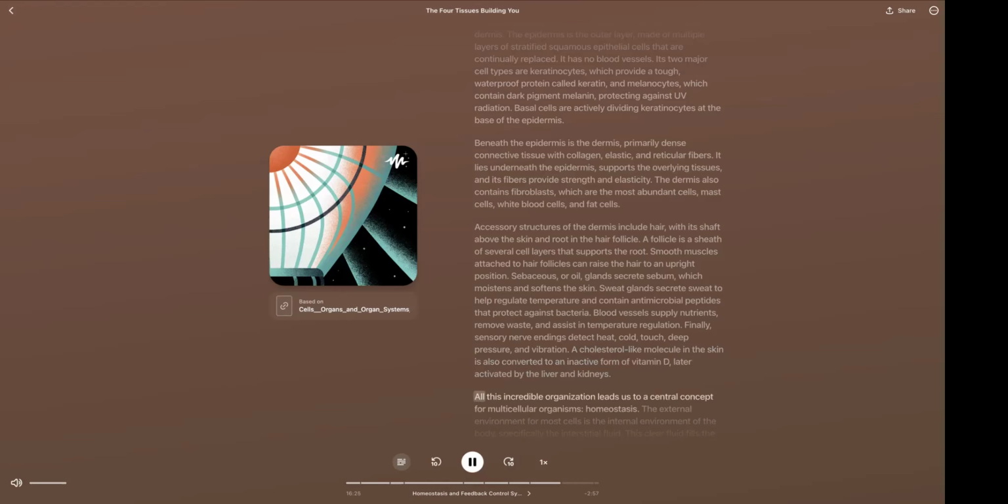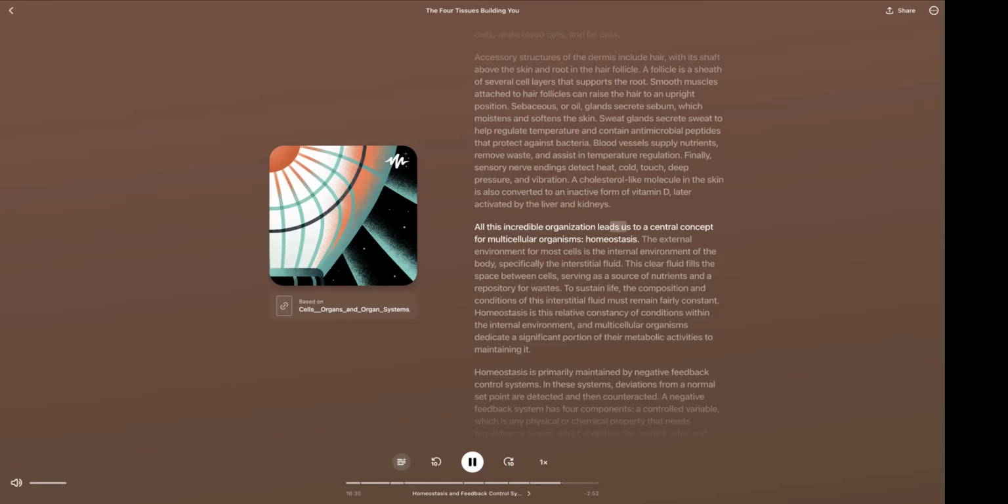liver and kidneys. All this incredible organization leads us to a central concept for multicellular organisms: homeostasis. The external environment for most cells is the internal environment of the body, specifically the interstitial fluid. This clear fluid fills the space between cells, serving as a source of nutrients and a repository for wastes. To sustain life, the composition and conditions of this interstitial fluid must remain fairly constant.